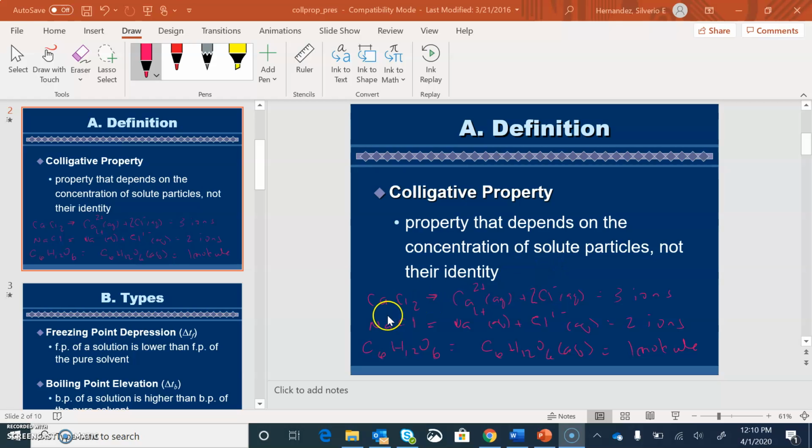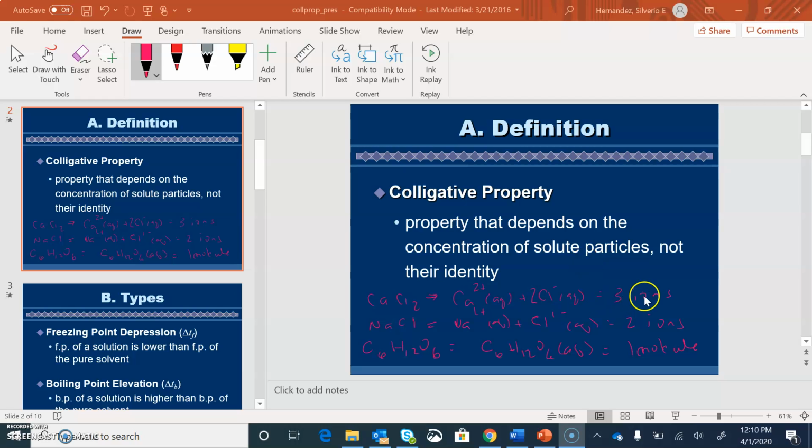So if I look at calcium chloride, for example, I get calcium ion 1 plus 2 chloride ions, giving me 3 total ions overall. Sodium chloride only gives me 2 ions because I get 1 from the sodium and 1 from the chloride ion. And then if I look at a type of sugar here, whenever it dissolves into a solvent, I get one molecule, and that's true for any kind of covalent compound that you might run into. So it doesn't really depend on the identity of the solute.